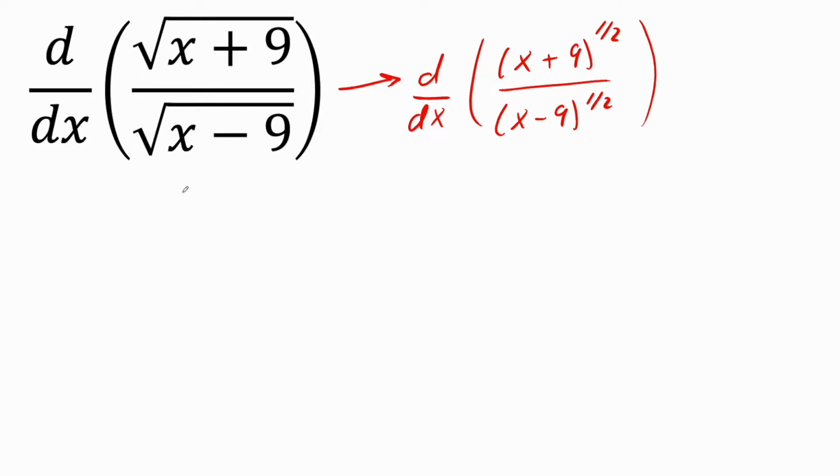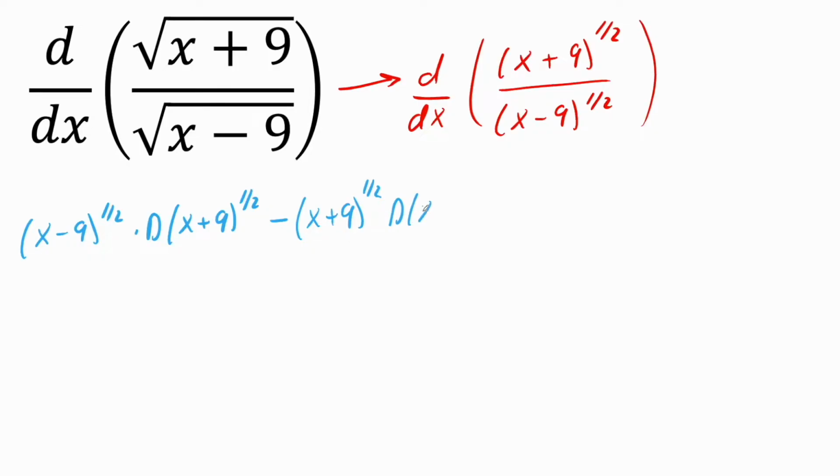So let's get started. The quotient rule is low d high minus high d low, divided by the square of what's below. So low is our denominator, so we have (x - 9) raised to 1/2. D high, we take the derivative of our numerator, d of (x + 9) raised to 1/2. Minus high, our numerator, (x + 9) raised to 1/2. D low, so we take the derivative of our denominator, d of (x - 9) raised to 1/2, divided by the square of what's below. So we take this piece and we square it, which cancels this out, and we get x - 9.